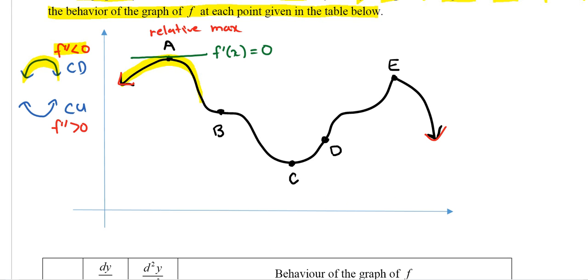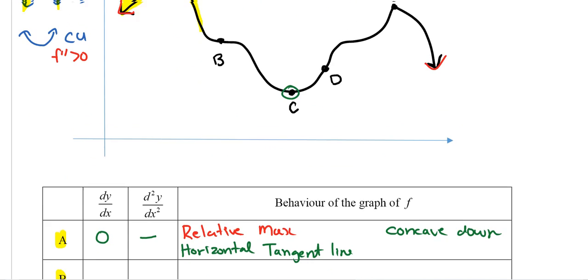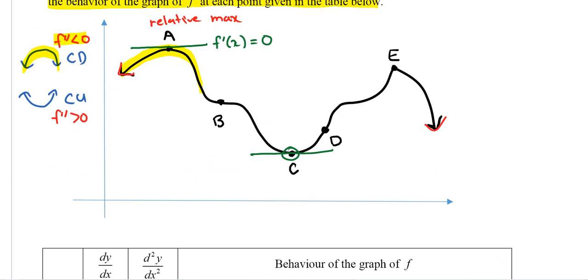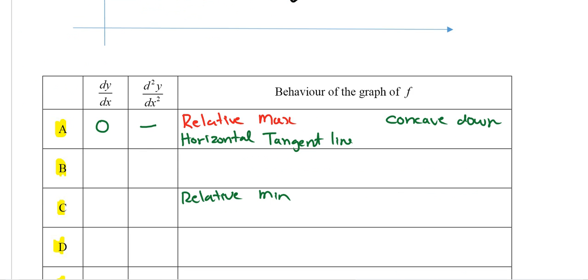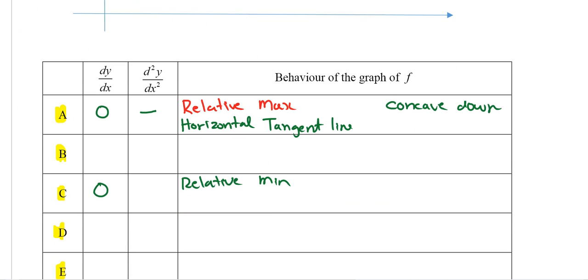At part C, I have a relative min, right? That's the minimum value. So I'll say that I have a relative min, and once again I have a horizontal tangent line. If you have a max or a min, you will always have a horizontal tangent line, and that implies that my first derivative has a value of 0, so this is going to be 0 right here. And notice that I am taking the shape of a concave up graph, right? I'm concave up here, it matches. So if I'm concave up, that means my second derivative is positive. So this will be positive.